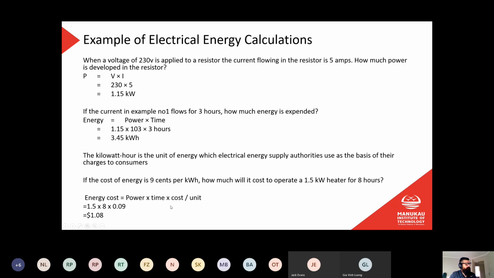Yeah, about 80 cents an hour. So 8 hours on that heater would be more like $6 something.